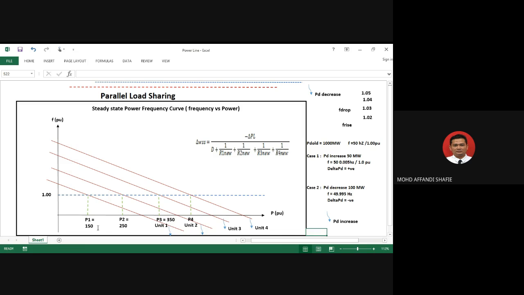600, 750. So P4 is equal to, how much? P4 is equal to, the balance is 250. Why not we put how much? For P1, 100, then I put 400 for P4.